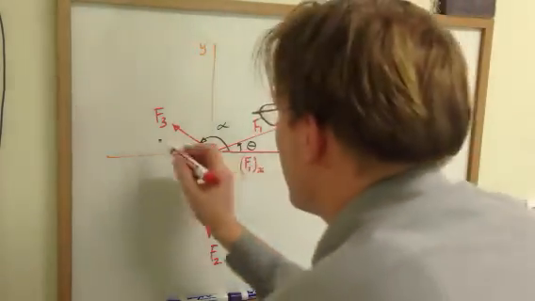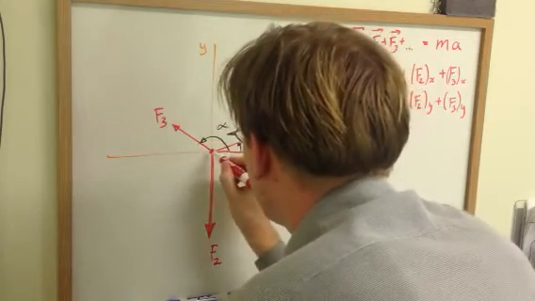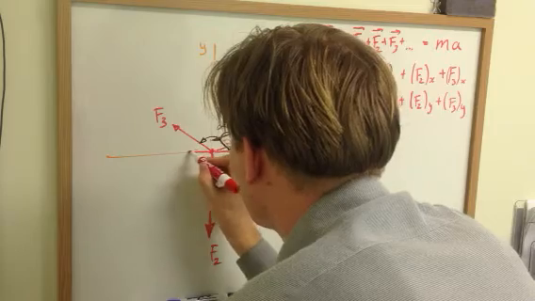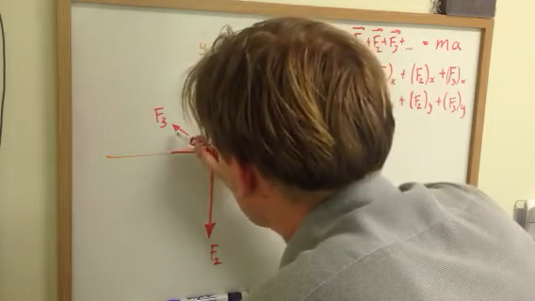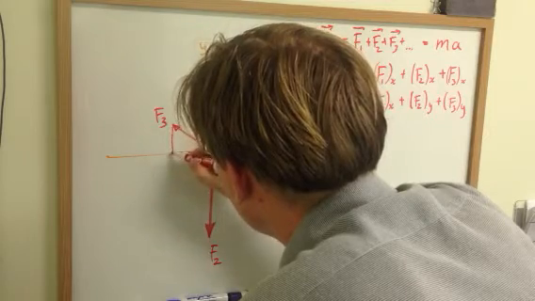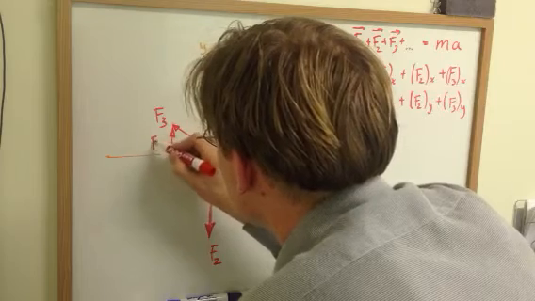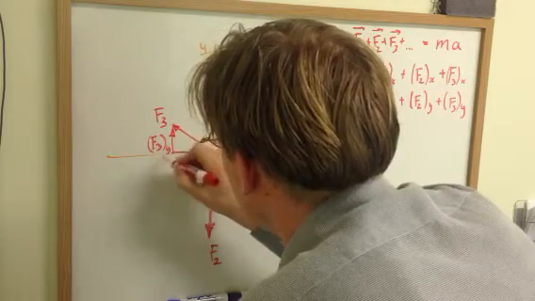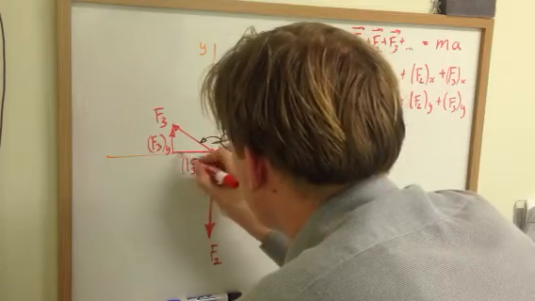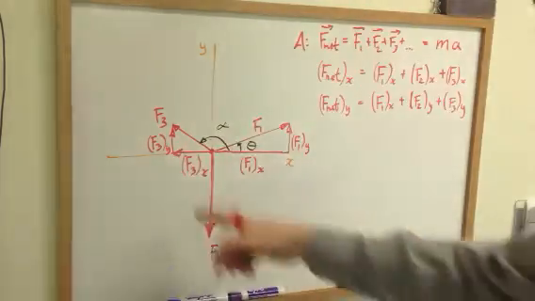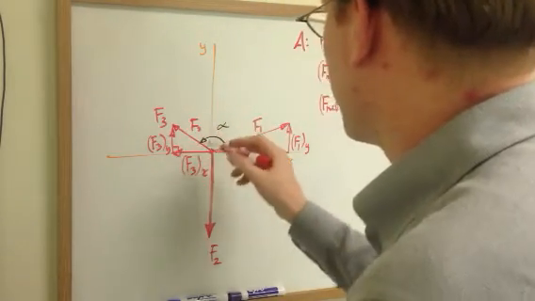Similarly, F3 is going upwards and to the left. I can ask myself, how much is it pushing horizontally to the left, and how much is it pushing vertically upwards? So this is F3 in the y direction. This is F3 in the x direction. It's to the left, and it's upwards, and the hypotenuse is F3.